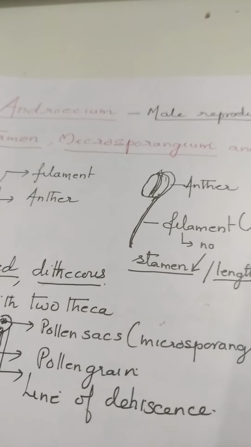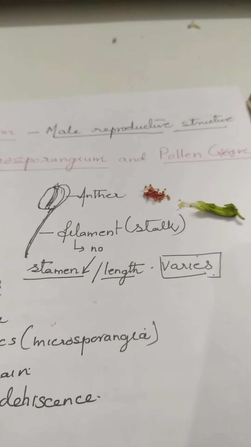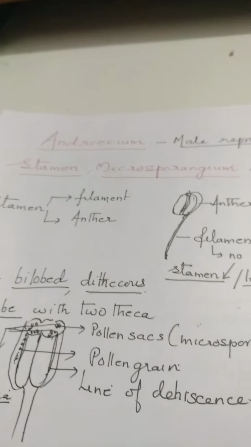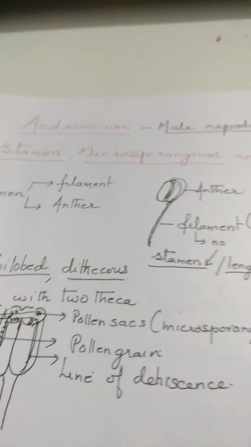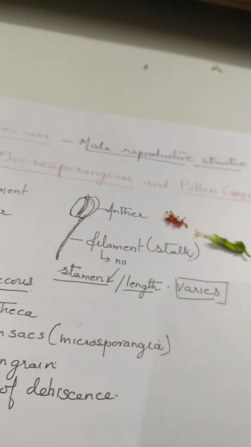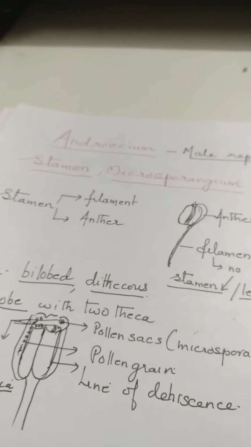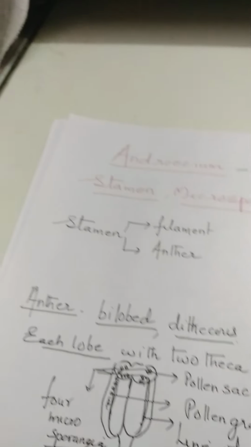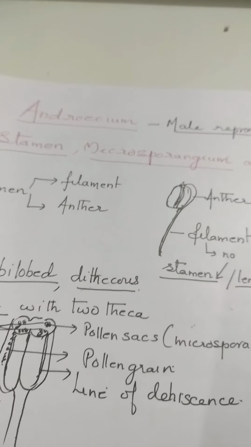Our next topic is on Androecium, the male reproductive structure. Here you can just see the stamen. It is also known as microsporangium, and inside that you'll come across the pollen grains. So it's also known as stamen, and it has got two parts, filaments and anther.